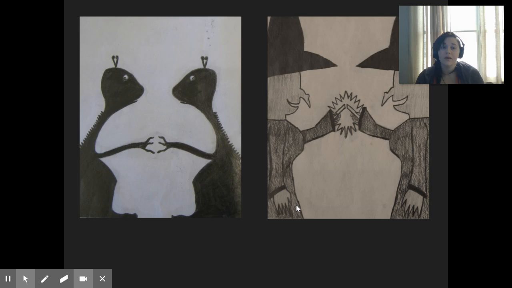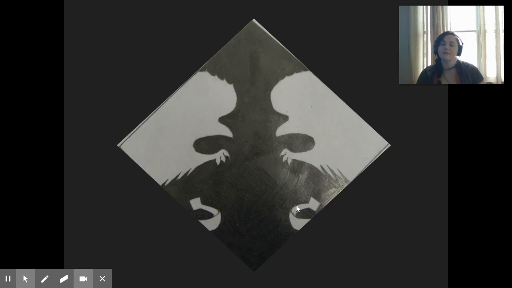You don't have to think about them as a solid figure that's reflected. Think about them as two figures interacting with each other. And finally, you don't have to do something that exists in reality. You could do a design of some kind or an abstract shape. These shapes are inspired by griffins. So again, it doesn't have to be something that exists. It can be imaginary.